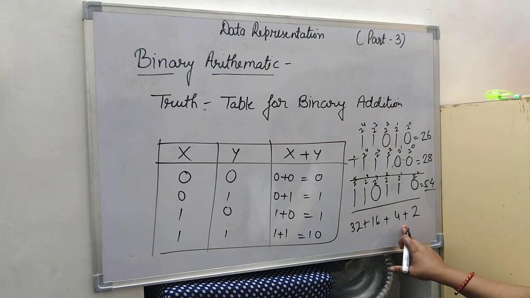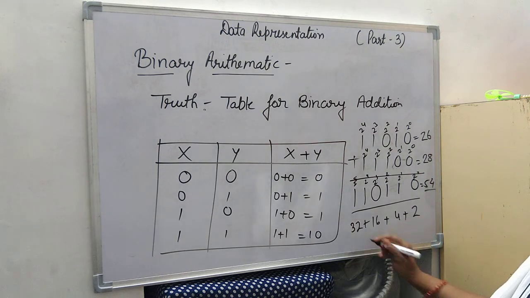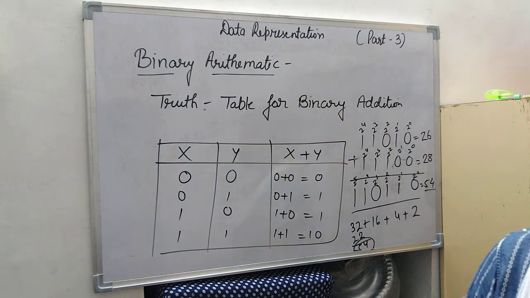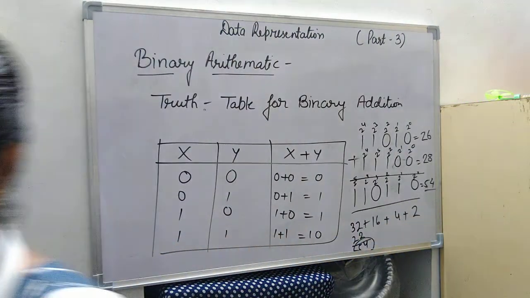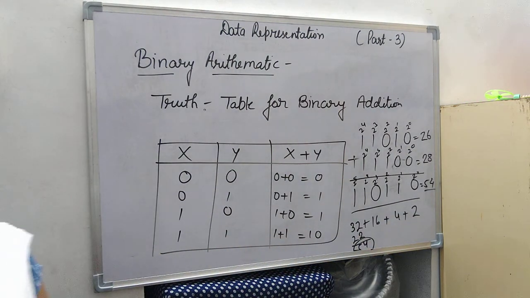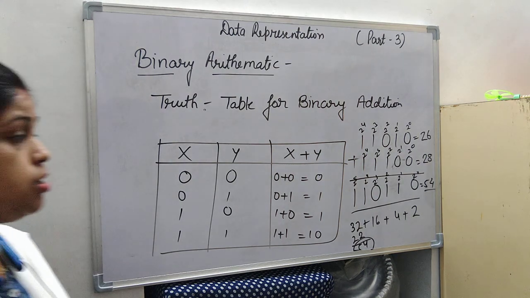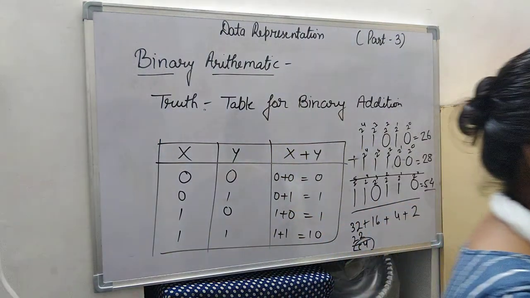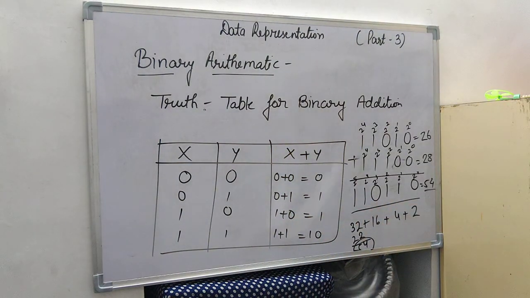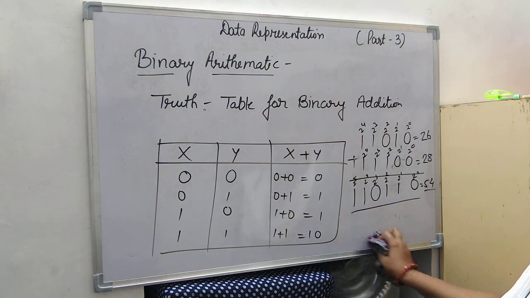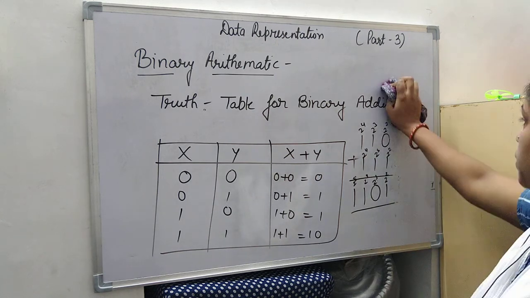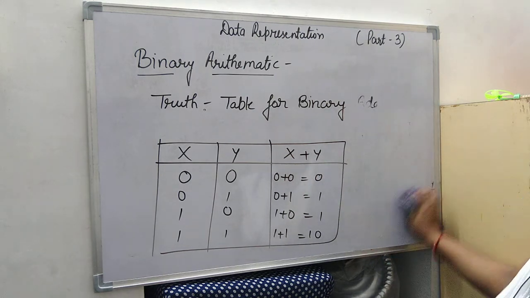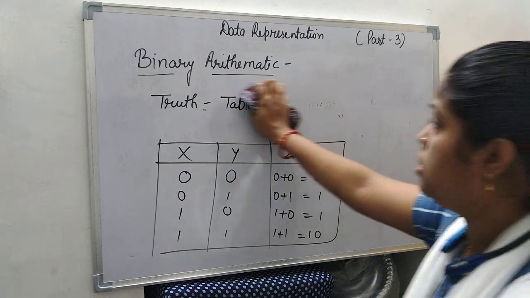Now 16 and 4 gives you 20 and 22, and we will add 22, so we will get 54. So our answer is correct. By doing this you can check whether your addition is correct or not, in binary and in decimal both. Now for subtraction there is another table for the binary subtractions.